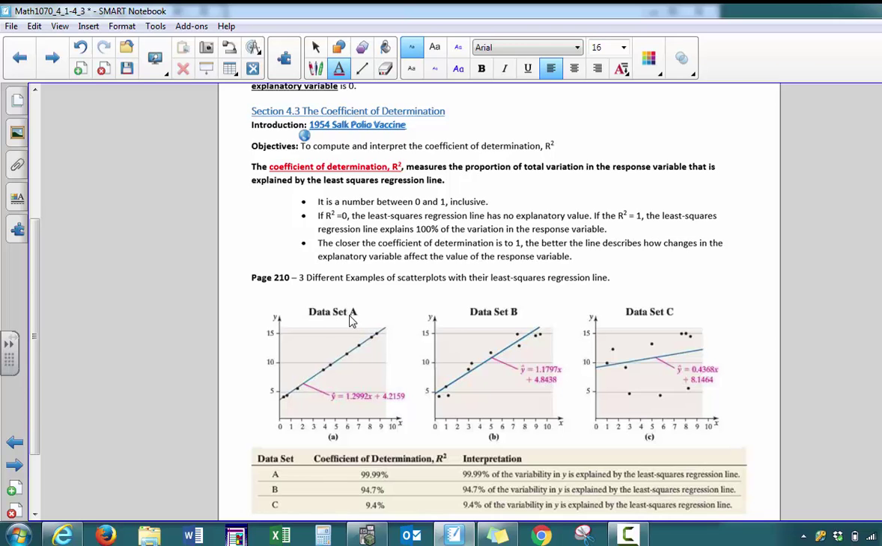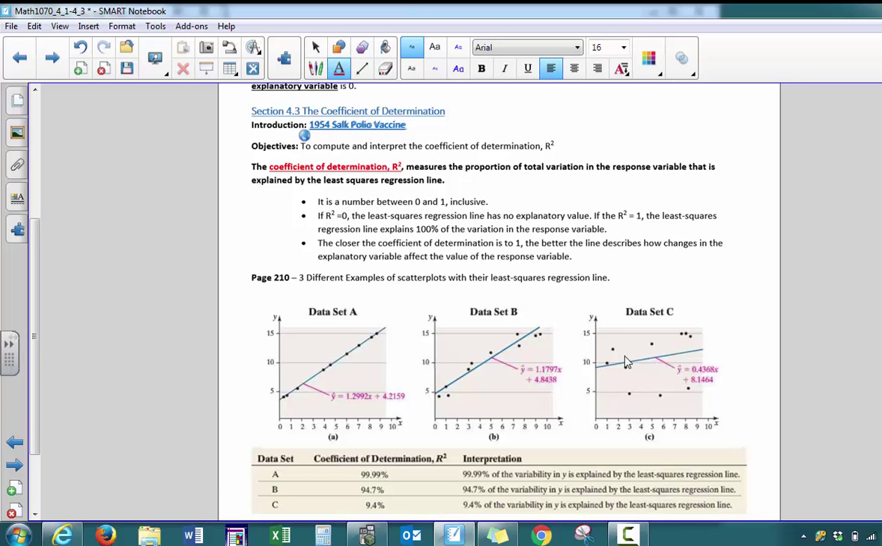If you look at data set A, you have your scatter plot, you have your least squares regression line, and this line is doing an excellent job. It's going through almost every single point. So the value of r squared is 99.99%. So our interpretation: 99.99% of the variability in y is explained by the least squares regression line.